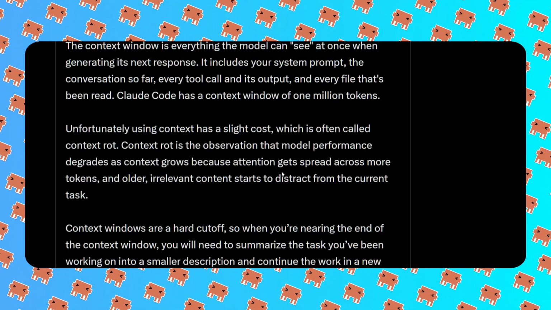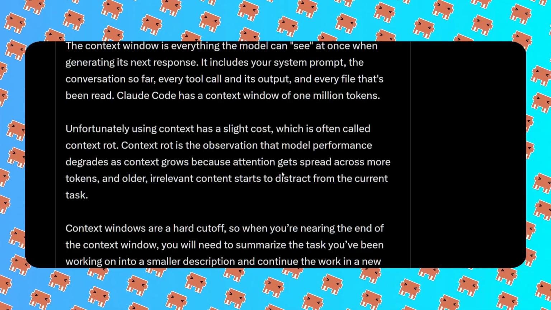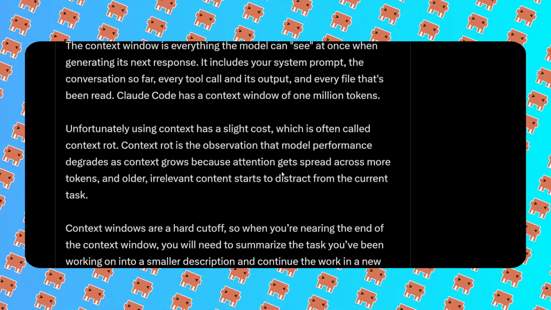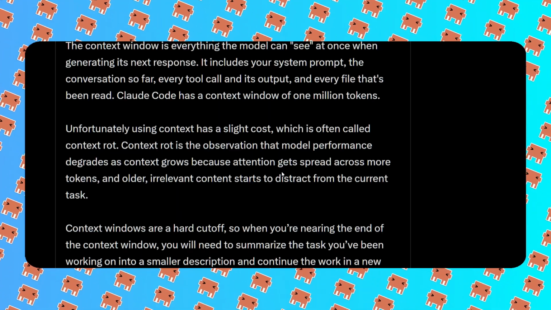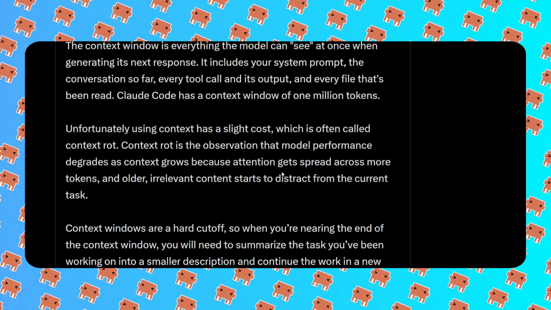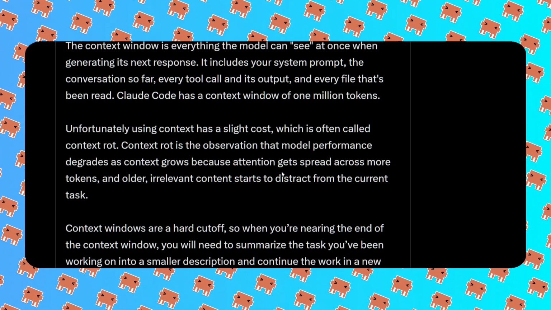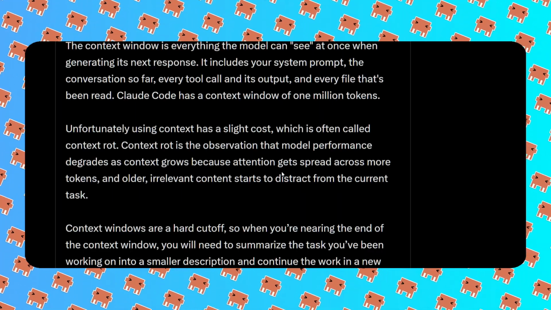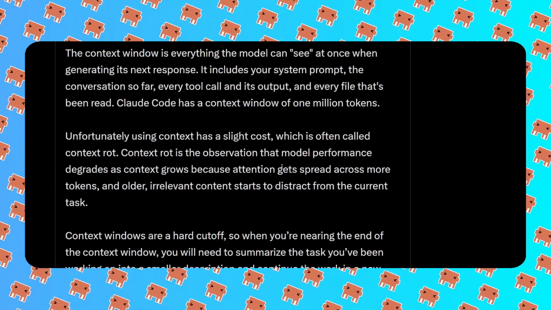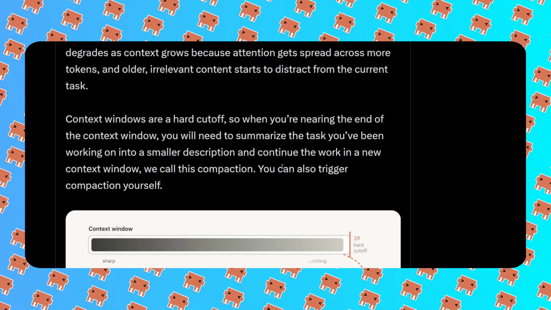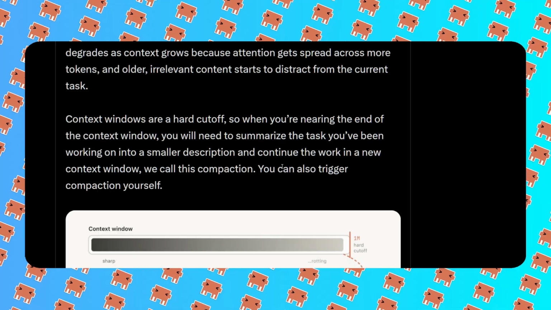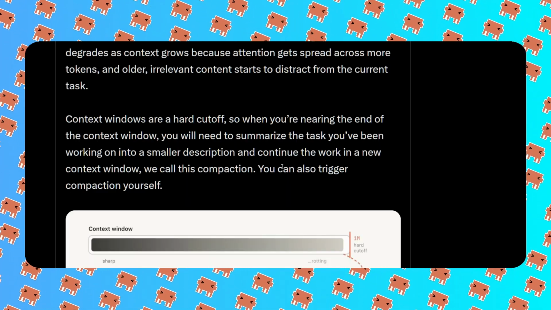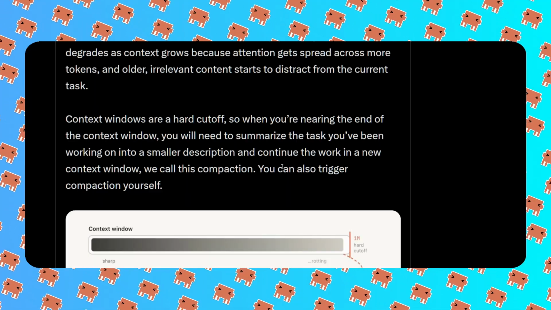Unfortunately, using context has a slight cost, which is often called context rot. That is a phrase you're going to want to pay attention to and learn about. Context rot is the observation that model performance degrades as context grows, because attention gets spread across more tokens and older irrelevant content starts to distract from the current task. So even if you're using Claude chat, or even some other AI chat, it just makes sense to compact, which you can't really do in chat, or start a new session.